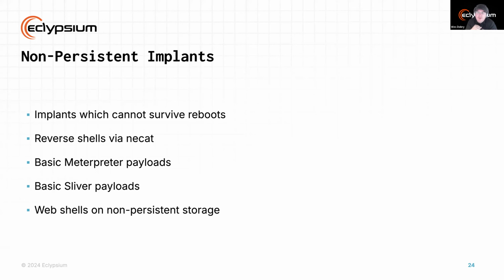This is things like reverse shells via Netcat, and I have a typo there, sorry about that, or where we see basic payloads through, can't pronounce that today, sorry. Or we see things like basic Sliver payloads, or we see a lot of things like web shells that exist on these non-persistent storage. So again, if they get the capacity to write something out, they write something out into a non-persistent location to give them something like a PHP shell or a web shell, or some kind of simple payload framework like Sliver.